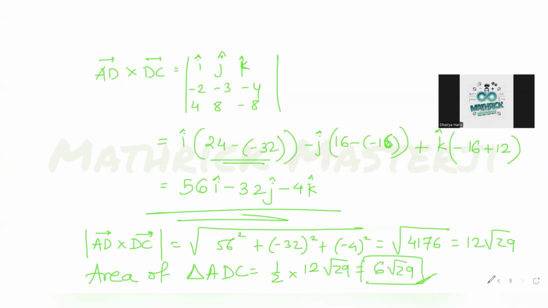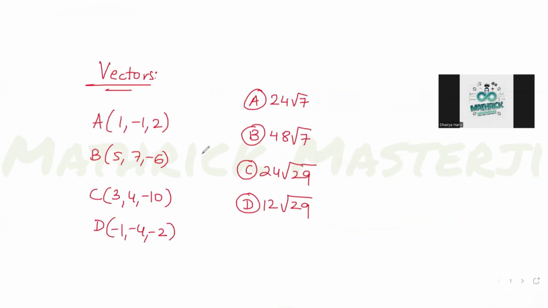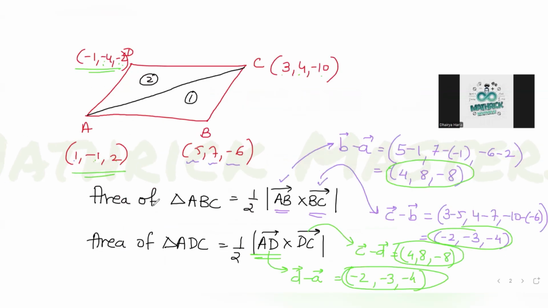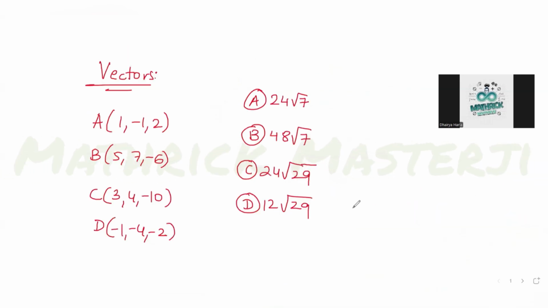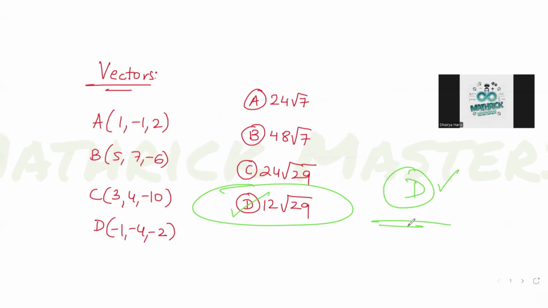Once I have both the areas of the triangles, I can just add them up and get the area of the entire quadrilateral that they were asking. So to get the area of the entire quadrilateral here, I have to just add the two areas. So if I do 1 plus 2, I get the area of the entire quadrilateral, and both of them were 6 root 29. So the total area becomes 12 root 29. Once I get the total area 12 root 29, that matches with answer choice D. So D becomes the correct answer for this question that was given to us here.